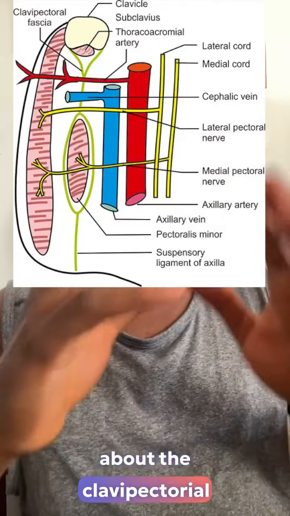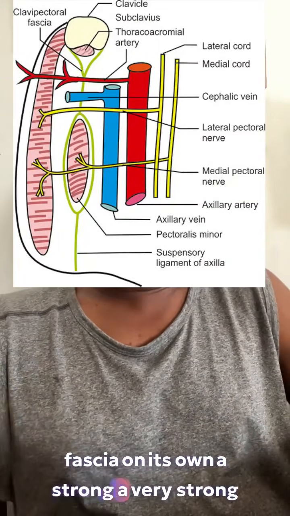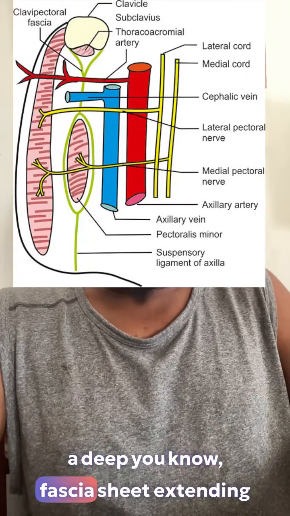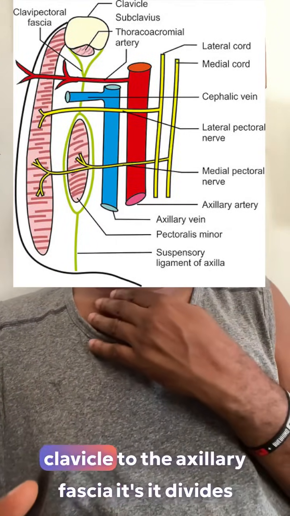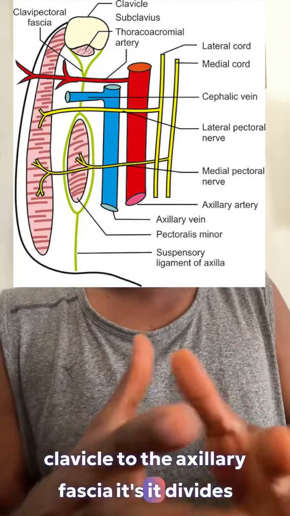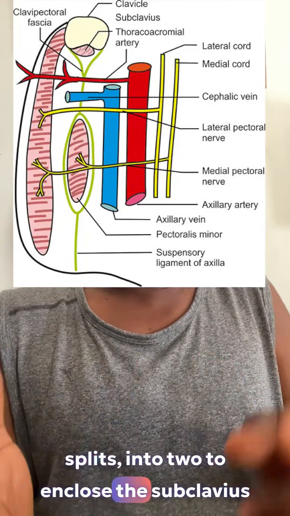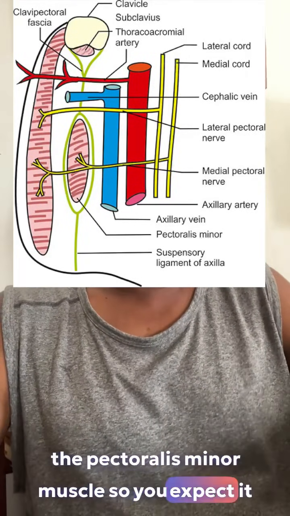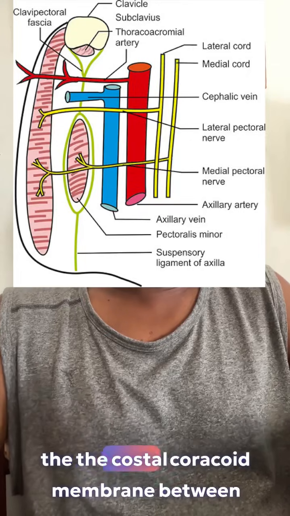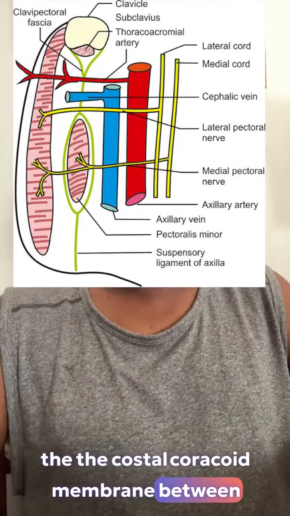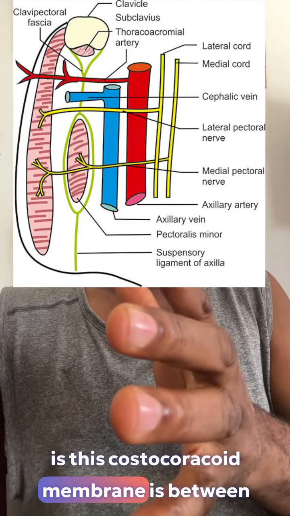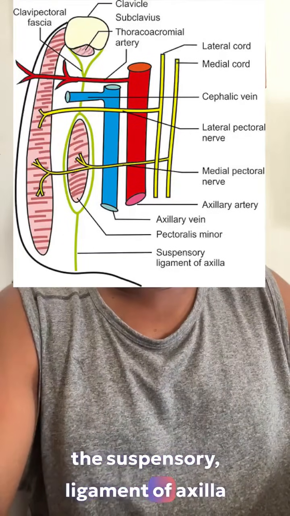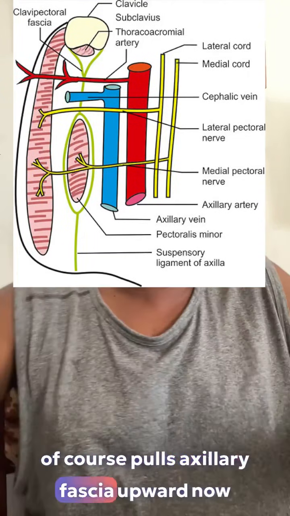Now let's talk about the clavipectoral fascia on its own. It is a very strong, deep fascial sheet extending from the clavicle to the axillary fascia. It splits into two to enclose the subclavius muscle and the pectoralis minor muscle. It forms the costocoracoid membrane, which is between the clavicle and the pectoralis minor. Then we have the suspensory ligament of the axilla, which pulls the axillary fascia upward.